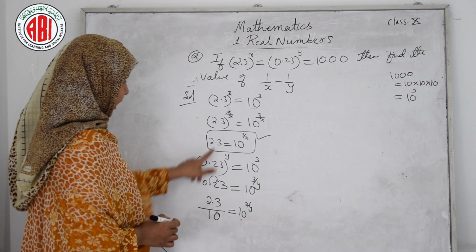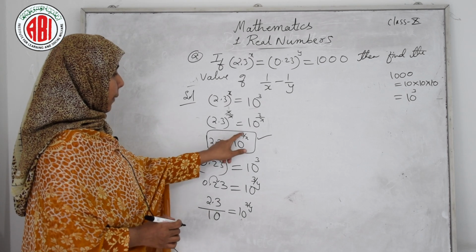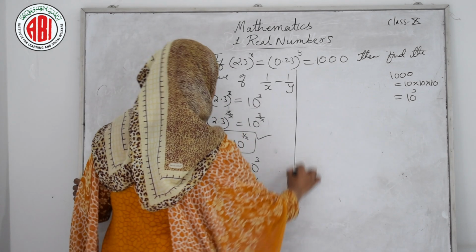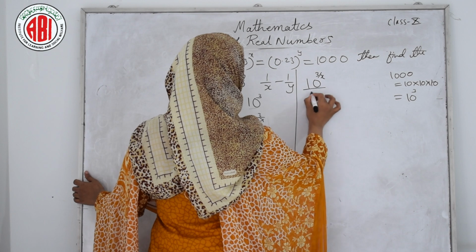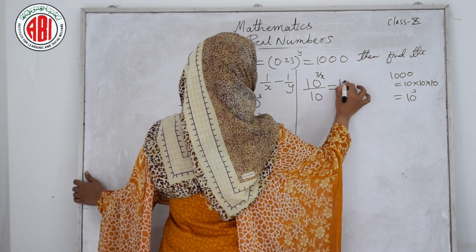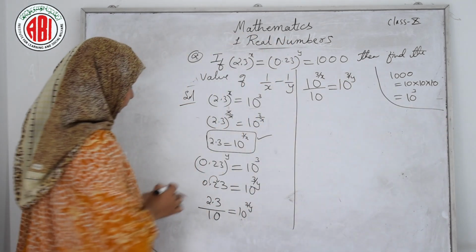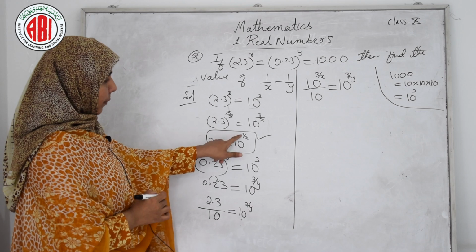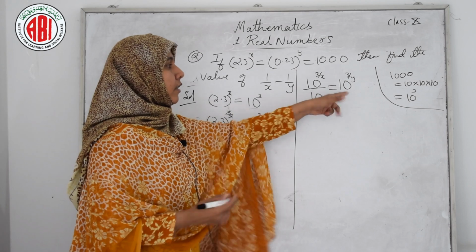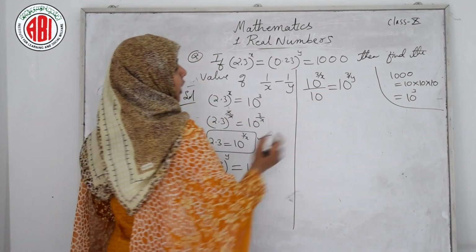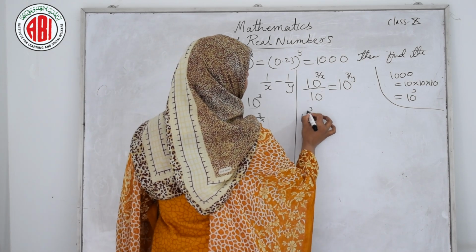Now in the place of 2.3 we will write 10 to the power 3 by x. 10 to the power 3 by x, divided by 10, is equal to 10 to the power 3 by y. In the place of 2.3, we are writing 10 to the power 3 by x, so 2.3 is no more left there. Everywhere we are getting 10. So what can we do? What is the power of this 10? Power 1. So 10 to the power 3 by x.